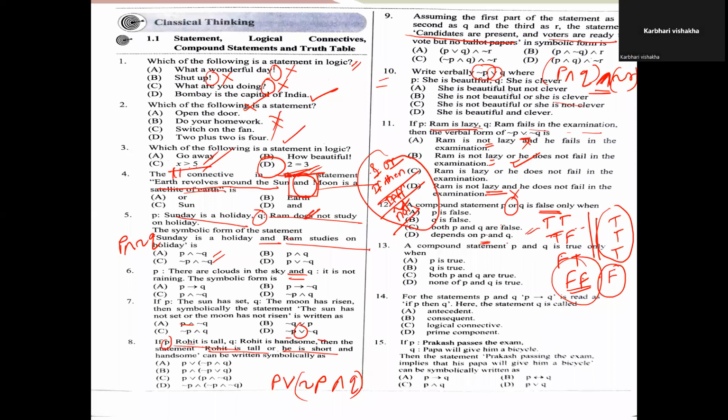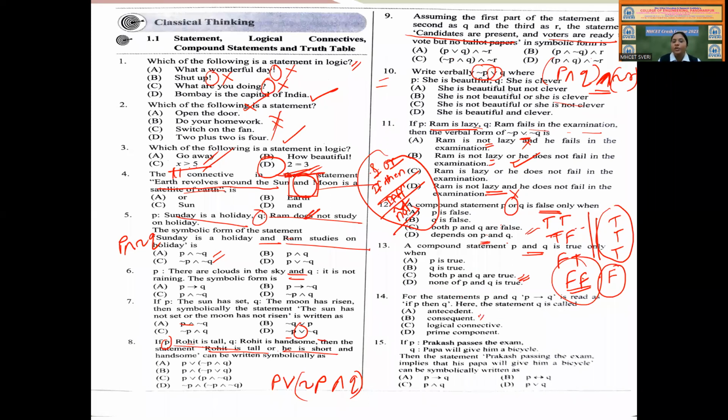Compound statement P and Q is true only when both P and Q are true. Option C. Very good. Let's go ahead.